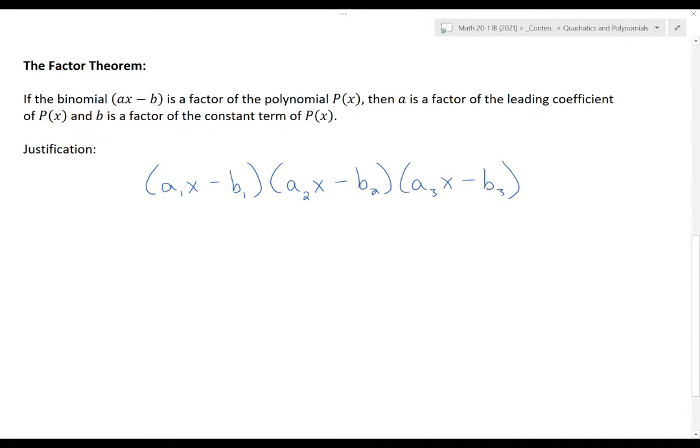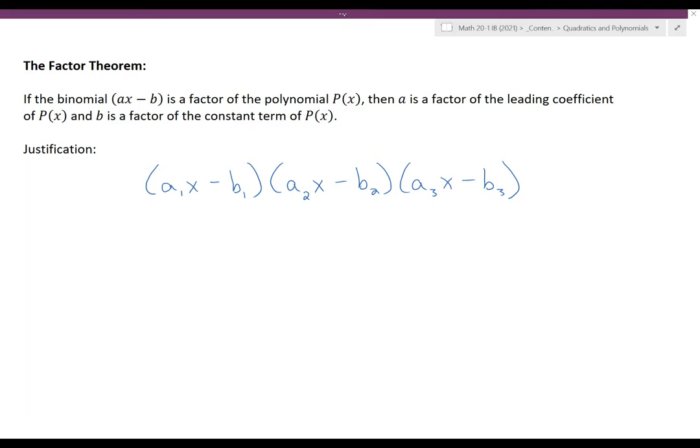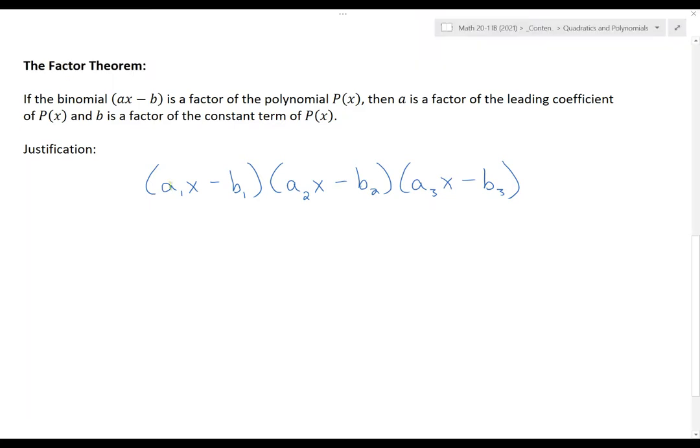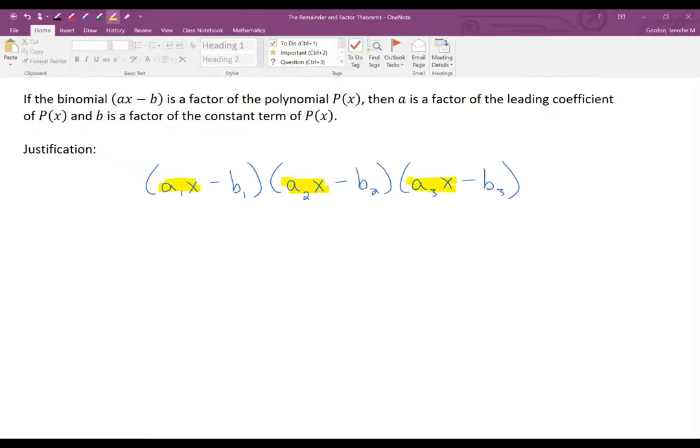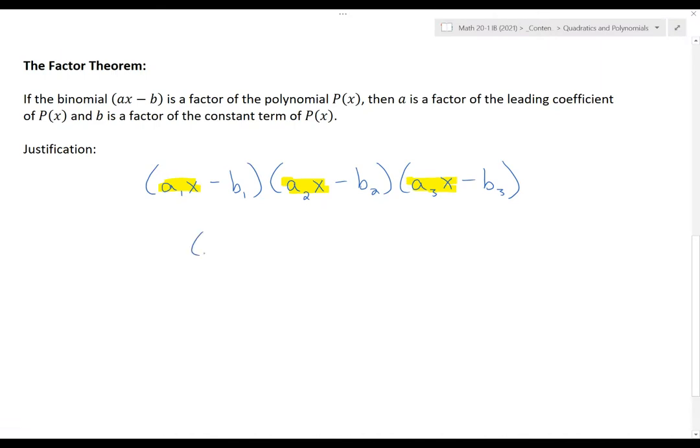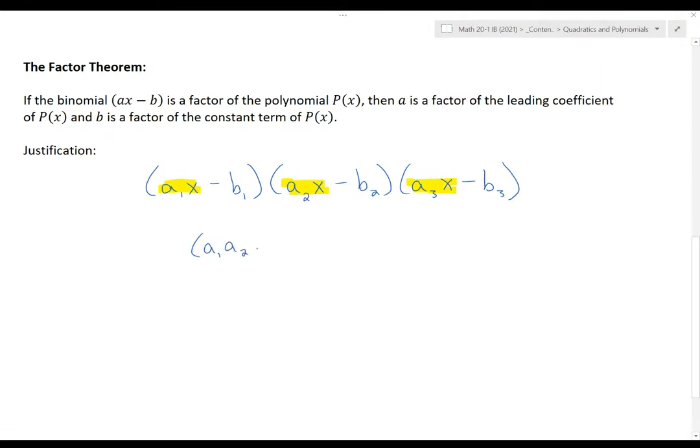Now, if we want to distribute this, there's going to be a whole lot of distribution going on, but I don't really care about the middle terms. I care about the leading term, so the principal coefficient, and the constant term. My leading term here has to be the x cubed term, the cubic term. And the only place that's going to come from is the product of all 3 of the leading terms of the factors. So in other words, this is going to end up being a1 times a2 times a3 x cubed.